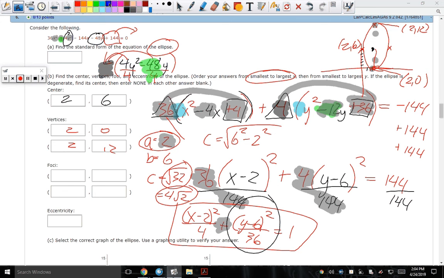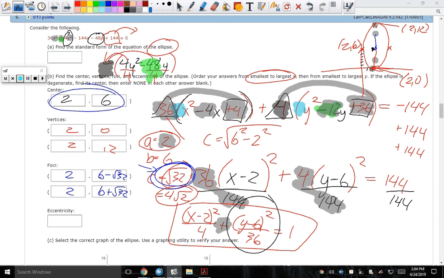Foci. The C is root 32. So from this center, I'm going to go up and down root 32. So here we go. Going down would be 2, 6 minus root 32. And going up would be 2, 6 plus root 32.